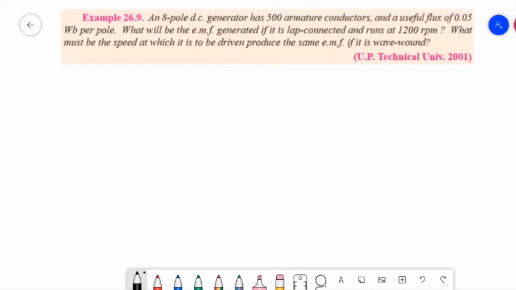Example number 2. An 8-pole DC generator has 500 armature conductors and a useful flux of 0.05 Weber per pole. What will be the EMF generated if it is lap connected and runs at 1,200 RPM? What must be the speed at which it is to be driven to produce the same EMF if it is wave wound?